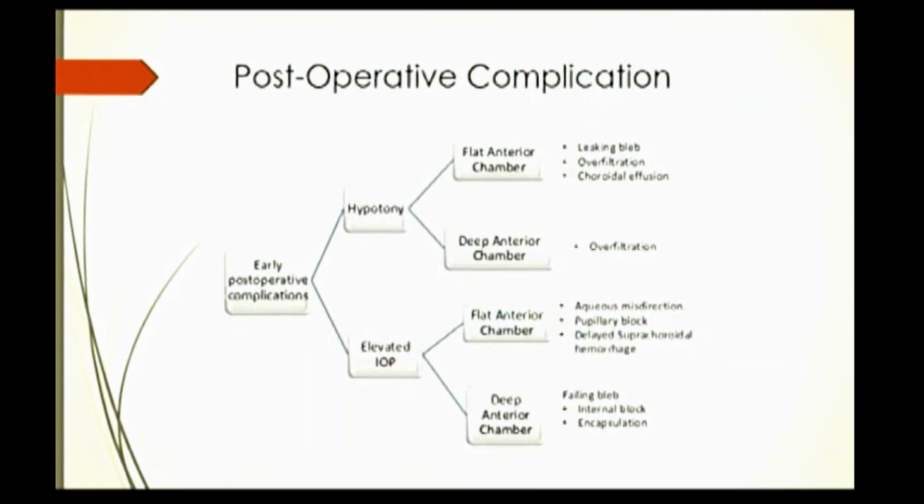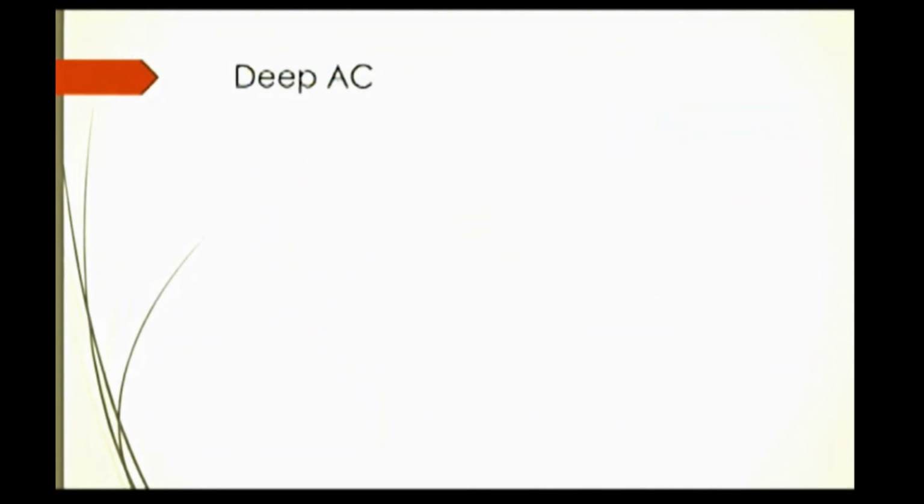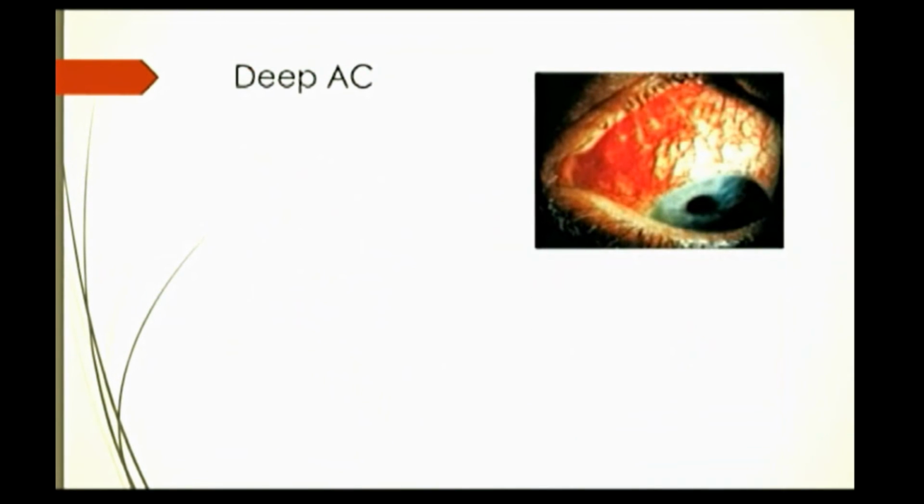You can arrange the post-operative complications however you like. You can arrange them with flat chamber versus deep chamber, then with high IOP versus low IOP. This is basically the early post-operative complications that you could face after glaucoma surgery. So I'm going to start with the deep anterior chamber cases. Some of you might want to take the mic and answer me on this. يلا شباب.